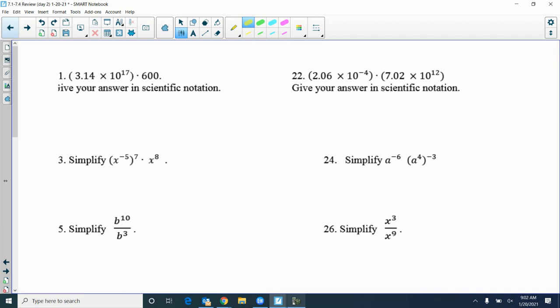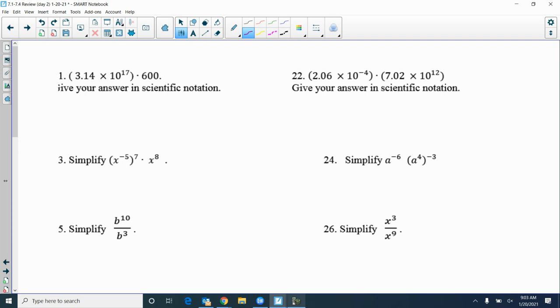Okay, 2.06 times 10 to the negative 4 times 7.02 times 10 to the 12. Jordan and Colin, we did this one a little bit yesterday. We went over it. Connor, you remember how I can do this? Don't you multiply the decimal numbers and then you multiply the exponent? Yes, you multiply the two constants. So you can use your calculator.